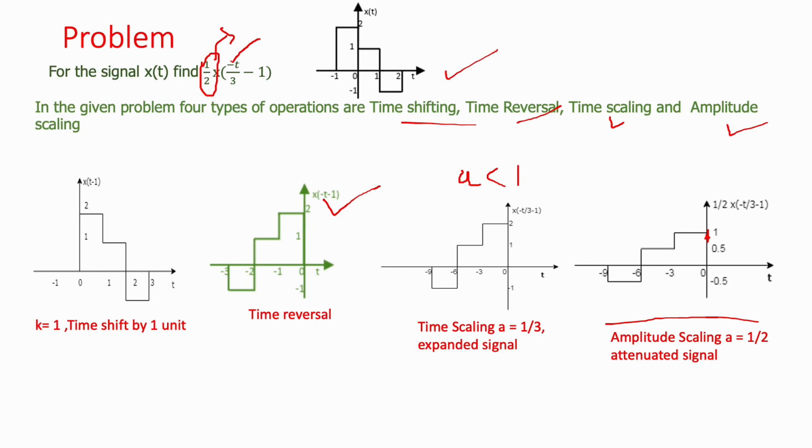Amplitude scaling is also known as attenuation of the given signal. So you compare the signal and the amplitude scaled signal. The amplitude is exactly half.